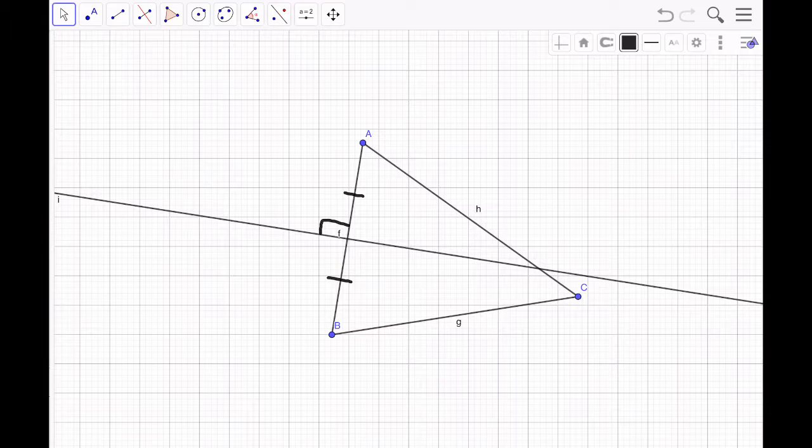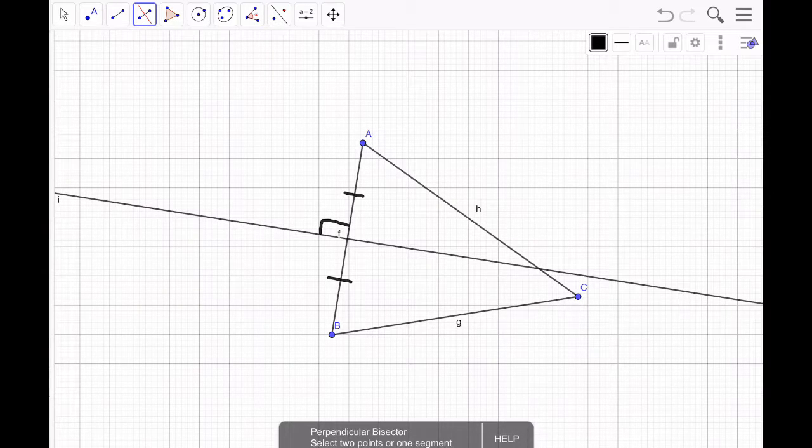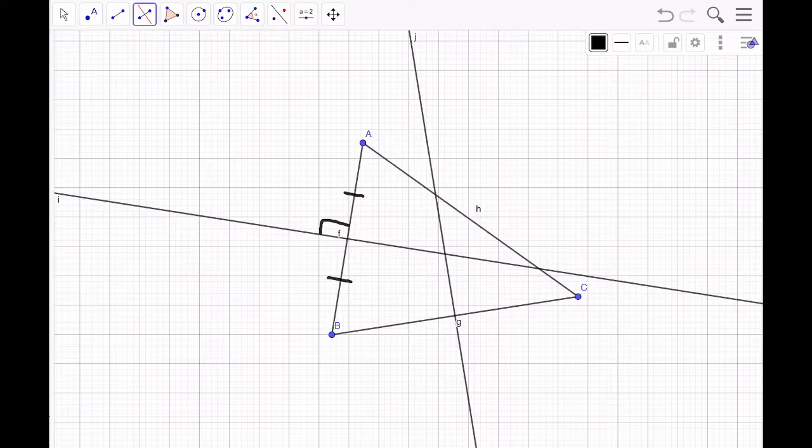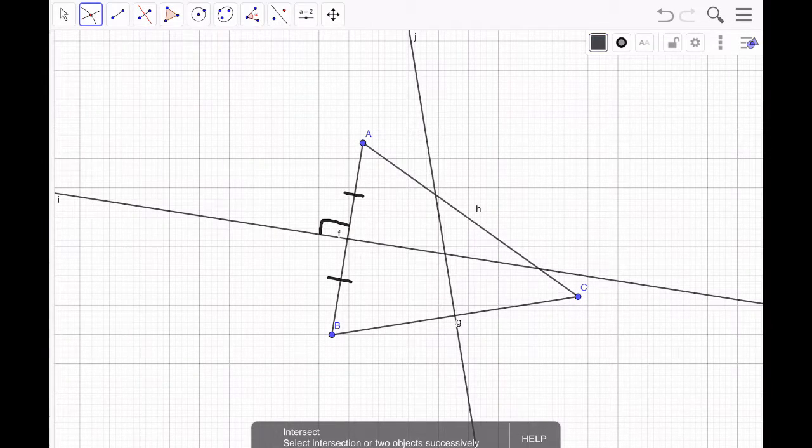Okay, and I'm going to do the same for the side BC. So I'm going to take the side BC and make a perpendicular bisector to the side BC. Okay, so what we see here is that these two perpendicular bisectors intersect each other at this point D. Okay, so D is the intersection point of these two perpendicular bisectors.